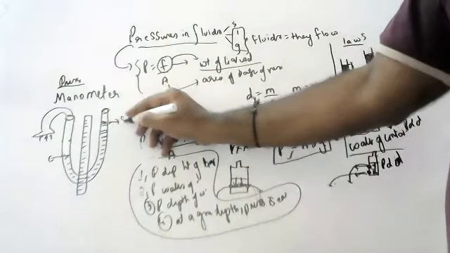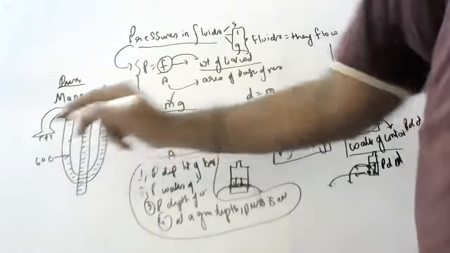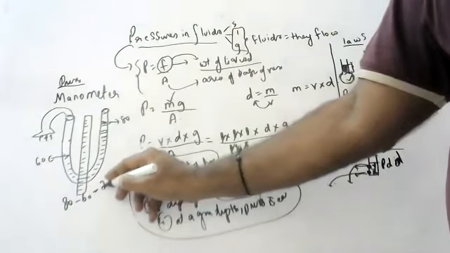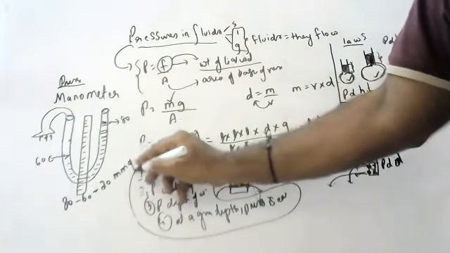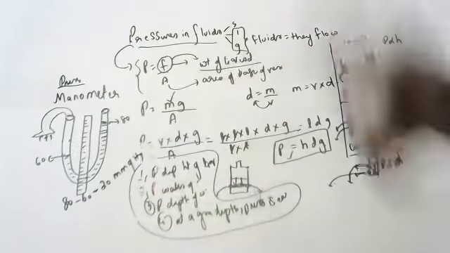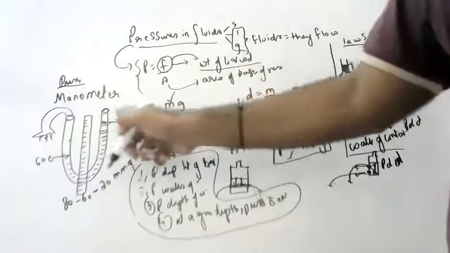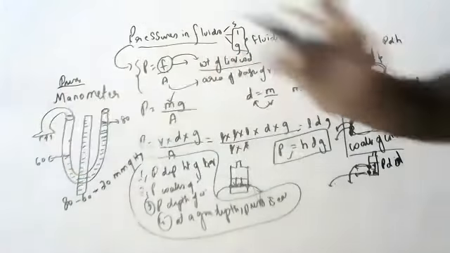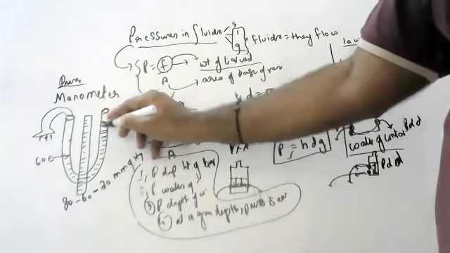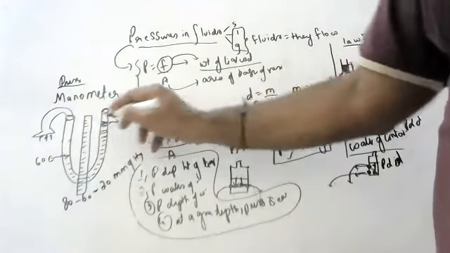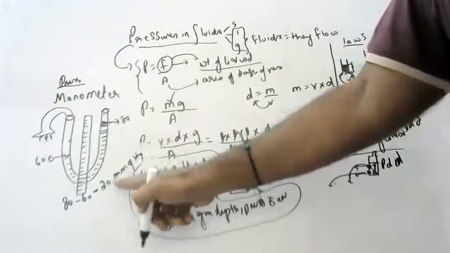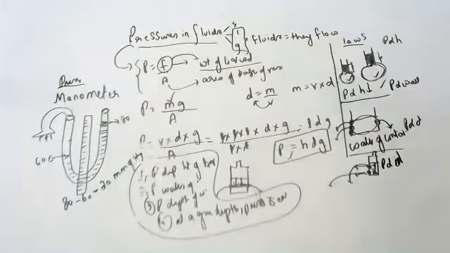Suppose this is 80 centimeters and this is 60 centimeters. 80 minus 60 is how much, children? 20. So here 20 mm of Hg pressure we have applied. The difference in the heights in the two columns, 80 minus 60, is 20 mm of Hg pressure applied. This is the simple manometer and its construction.